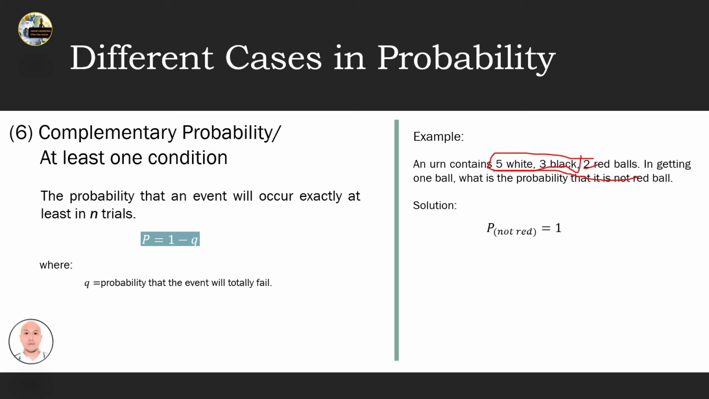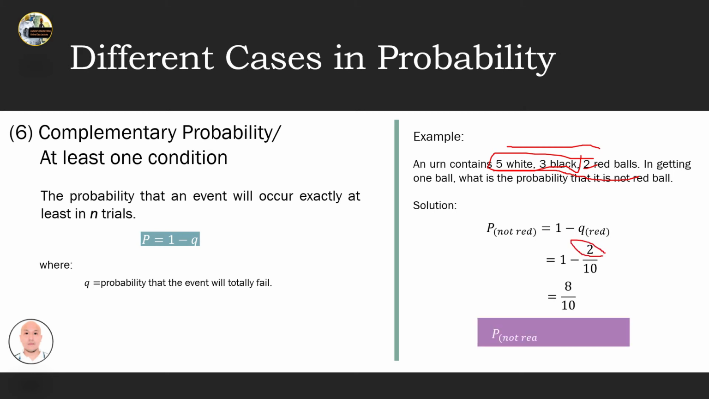So solution, P not red is equal to 1 minus Q red. So 1 minus 2 over 10. So we have all 10 balls here, and the red is only 2. So it's equal to 8 over 10. So if we reduce the equation, our final answer is 4 over 5, or equal to 0.9.